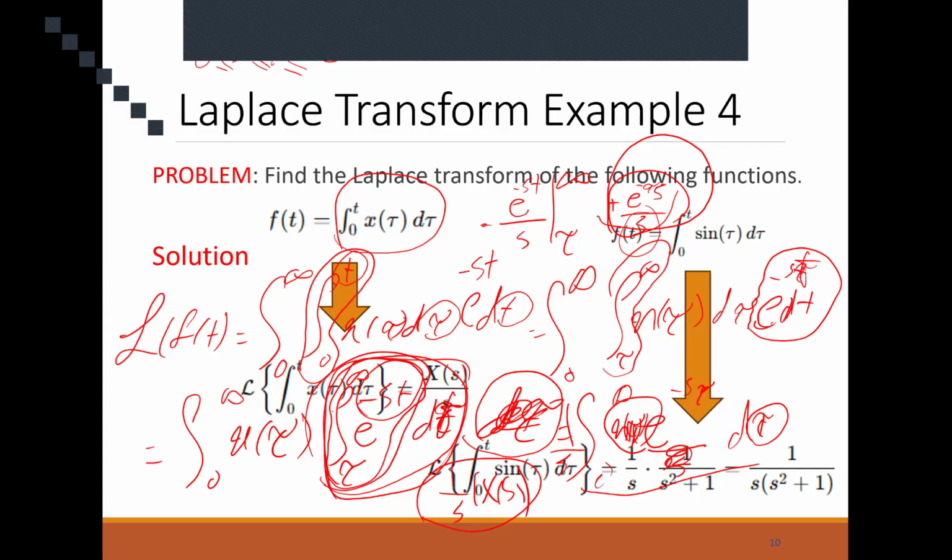Is that good? Now, same goes for this function. Now, instead of x, we have sine of t. So we know that the Laplace of sine of tau is 1 over s squared plus 1. The coefficient of the variable is 1. Are we good? So using the derivation that we already did, the Laplace of this integral is going to be 1 over s times 1 over s squared plus 1. Good?